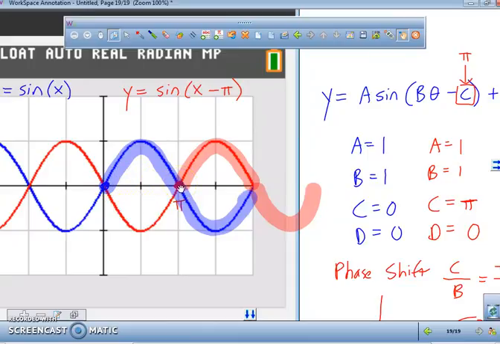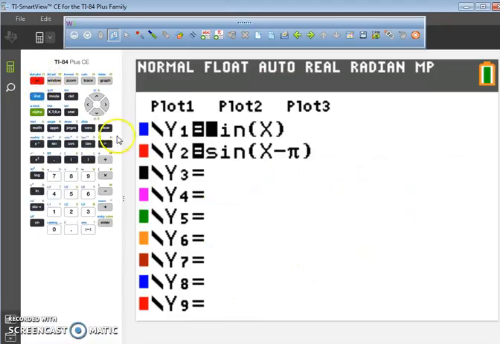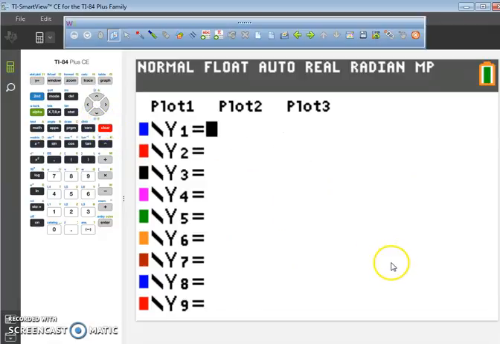That's what a phase shift is when you shift it left or right. Okay, when you shift it left or right, that's what happens. So what we're going to do now, I'm going to hit y equals. I'm going to go ahead and clear these out. Let's go ahead and put in our problem.